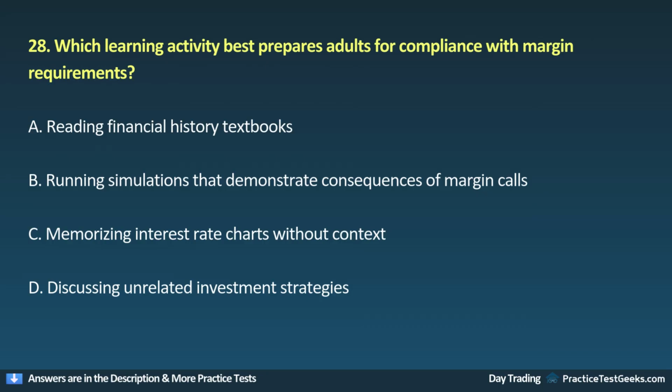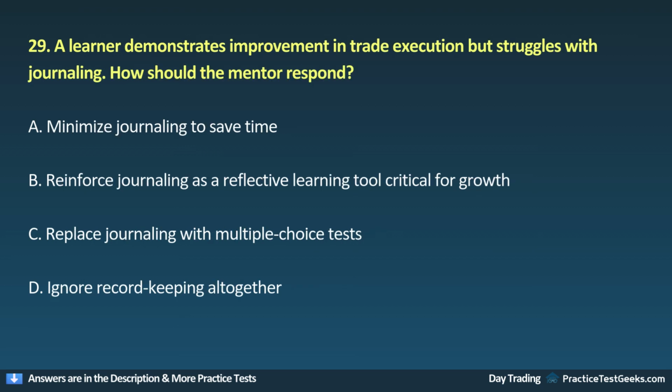28. Which learning activity best prepares adults for compliance with margin requirements? A. Reading financial history textbooks. B. Running simulations that demonstrate consequences of margin calls. C. Memorizing interest rate charts without context. D. Discussing unrelated investment strategies.